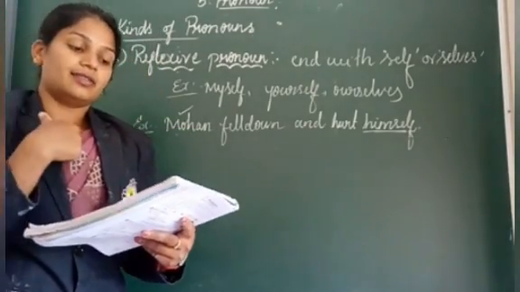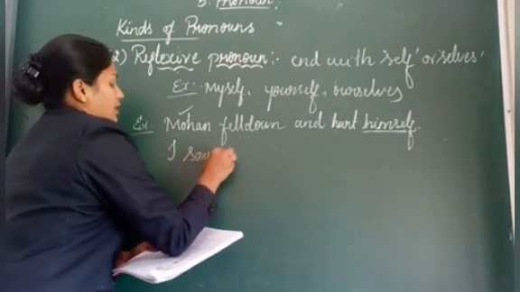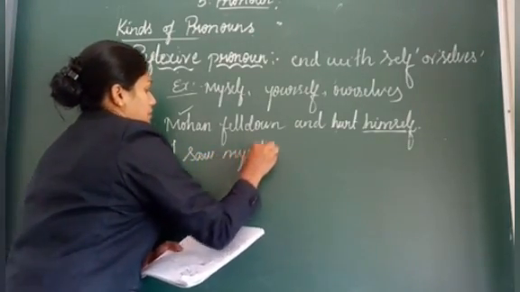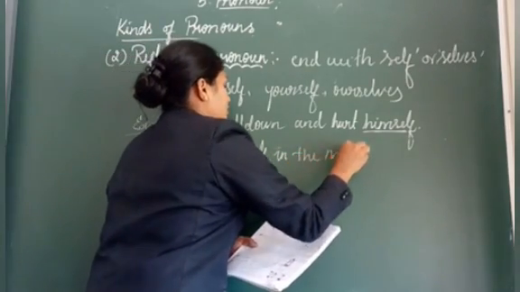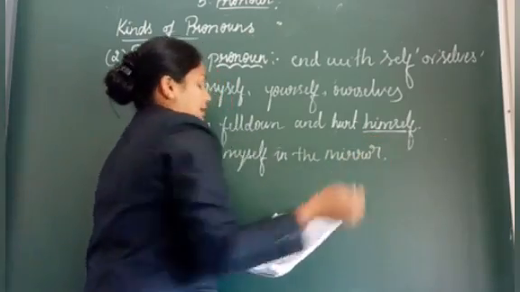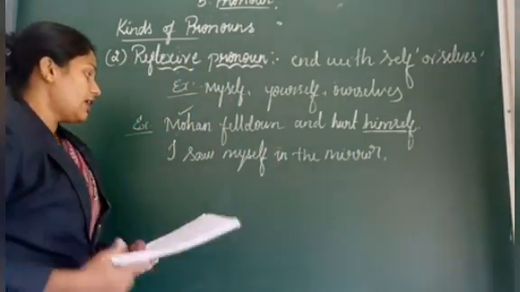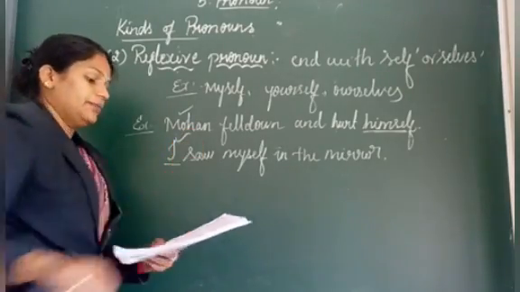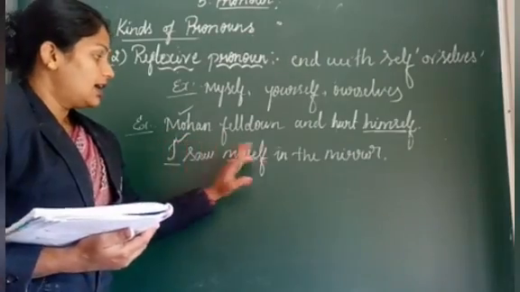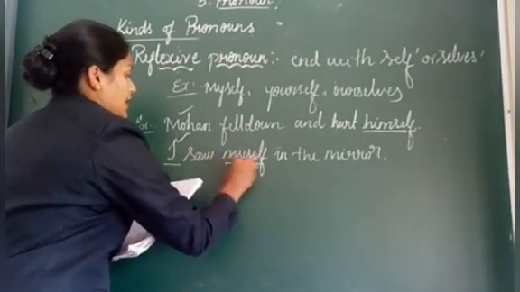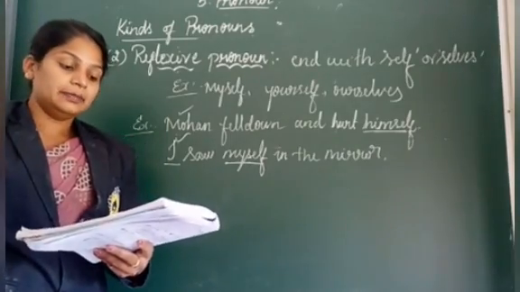Then one more example. I saw myself in the mirror. Here also both subject and object is I. Okay. So myself, here myself is the reflexive pronoun. Okay, clear?